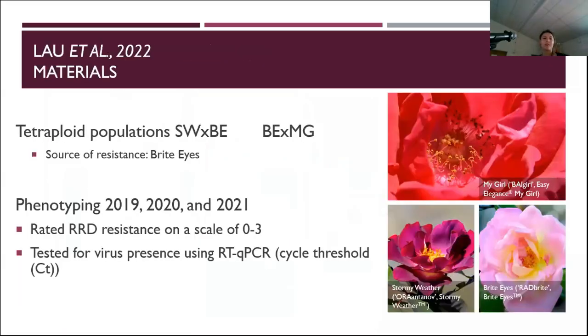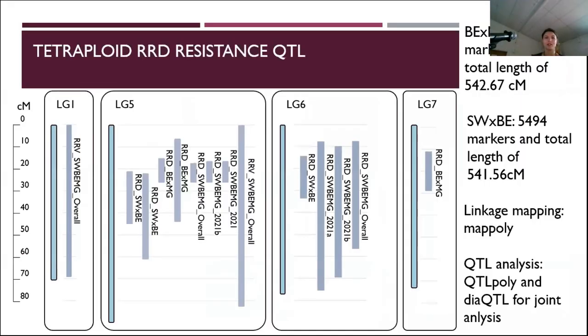And then on the tetraploid side, for Jeekin's paper, we have two populations, Stormy Weather by Bright Eyes and Bright Eyes by Migro, which you can see off here to the right. Phenotyping was very similar. There were a few differences. In 2021, we had two collections of data, so you'll see a 2021A and a B. So again, some quick map statistics. For this one, using MapPoly for the linkage mapping, and then QTL Poly. He also did a joint analysis of the two populations together, and for that he used DiaQTL.